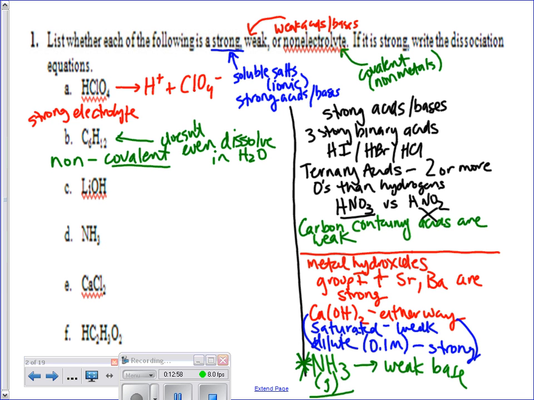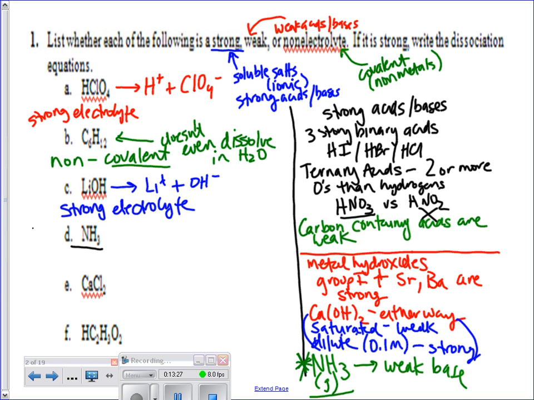Okay, lithium hydroxide, what's that? Strong base, good. Totally dissociates 100%, one-headed arrow, makes lithium ion and hydroxide ion. What kind of electrolyte is this? Strong electrolyte. Okay, this one's going to kind of be an exception. I know it said if it's strong, write an equation, but we can write equations.